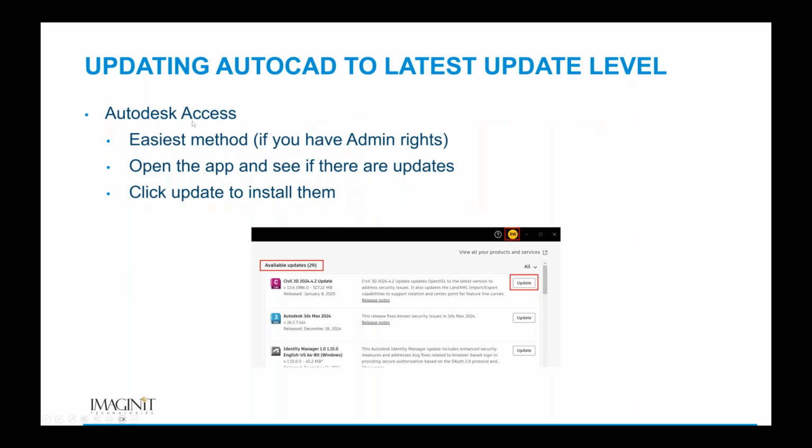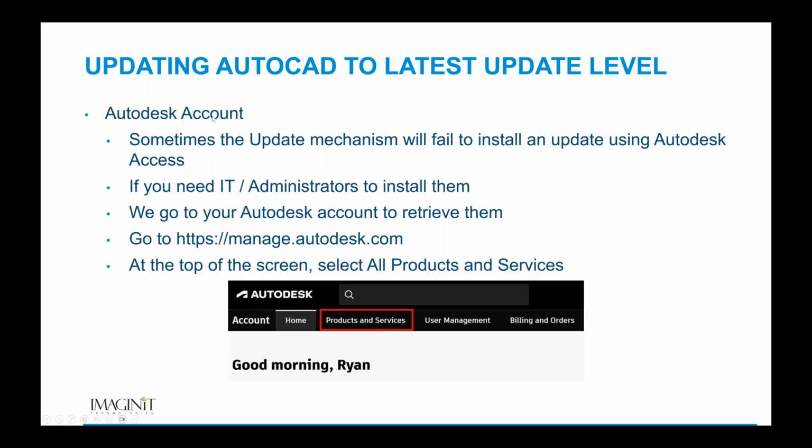Autodesk Access is the easiest method. If you have administrator rights to do installs, open the app and see if there are updates, and then just click on the update icon to update them. Pretty easy. Make sure you're signed in. Now, Autodesk Access sometimes does not correctly install things, or it'll just tell you install failed. So sometimes we have to actually go to our Autodesk account because the update mechanism in Access fails.